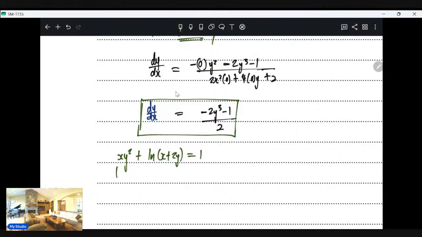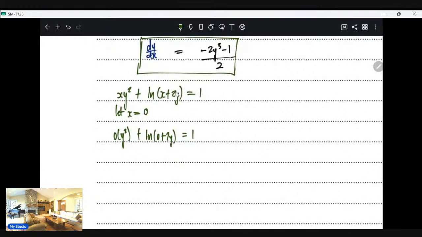Now we say again, let x be 0. We will come and put it in dy dx so we find the gradient. But first we want to know what is y when x is 0. So it'll be 0 by y squared plus ln of 0 plus 2y, it is equal to 1, which means 0 by y squared will be 0. So you now have ln of 2y is equal to 1. And you want to find y. So you take e to the other side.